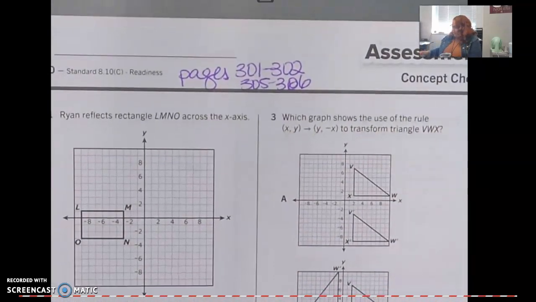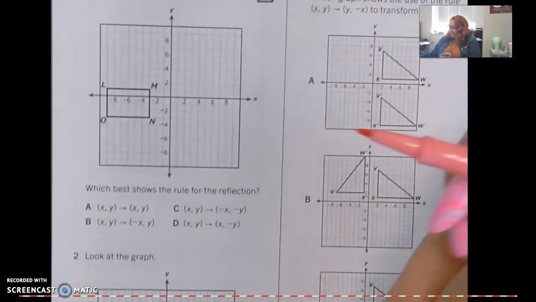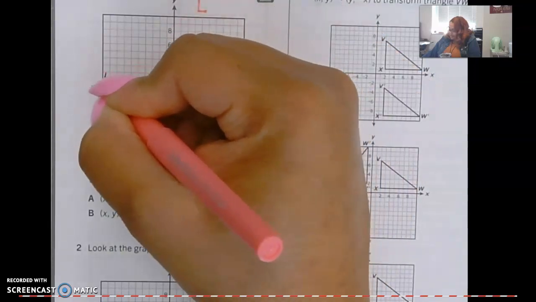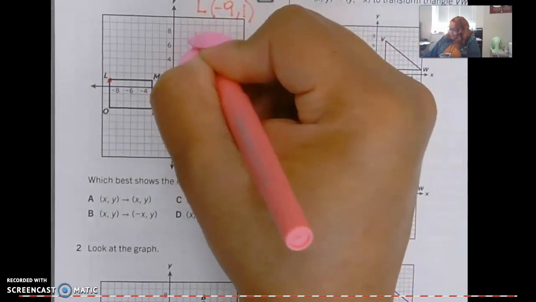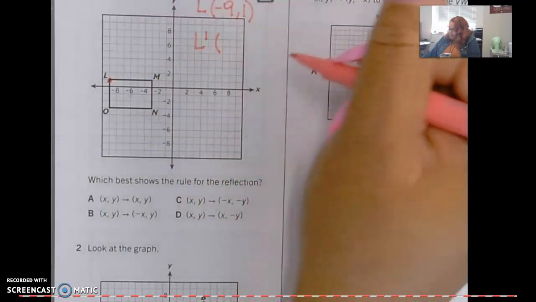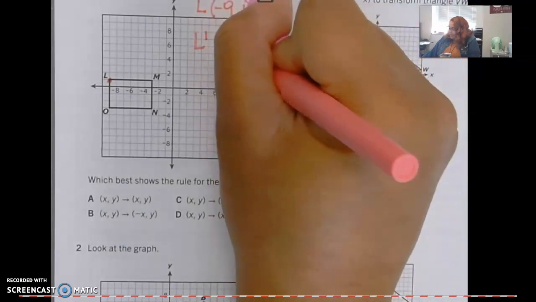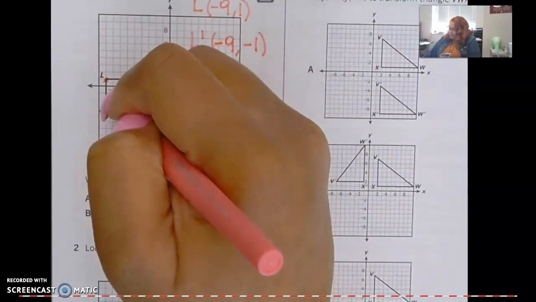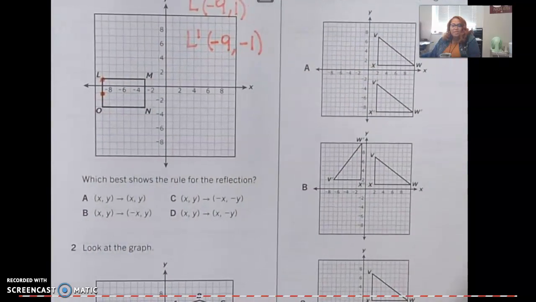All right, let's go to 305. Ryan reflects triangle LMNO across the x-axis. So that means L is -9, 1. L prime is going to switch my y. So it's going to be -9, -1, and it's going to come down here. It's going to be kind of a weird flip to envision.